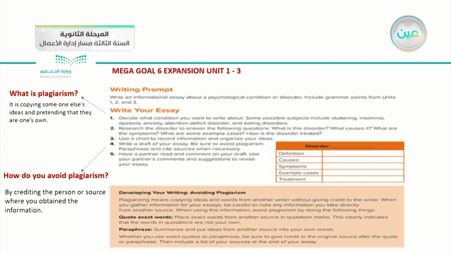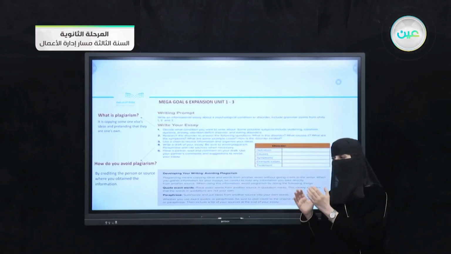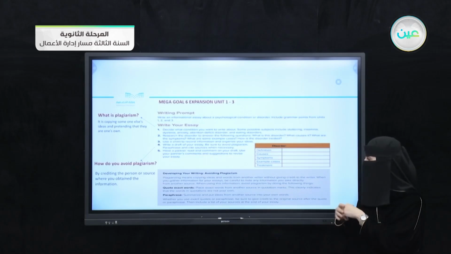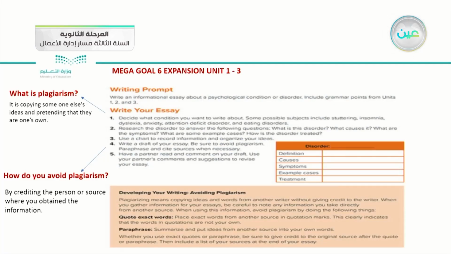The last point is paraphrase. Paraphrase means that you should summarize the ideas from author sources and put them into your own words. So when you take meaningful sentences or phrases, you should write them with your own ideas by analyzing them, which we call paraphrasing. Whether you use exact quotes or paraphrases, be sure to give credit to the original sources after the quote or paraphrase. What is the last step?